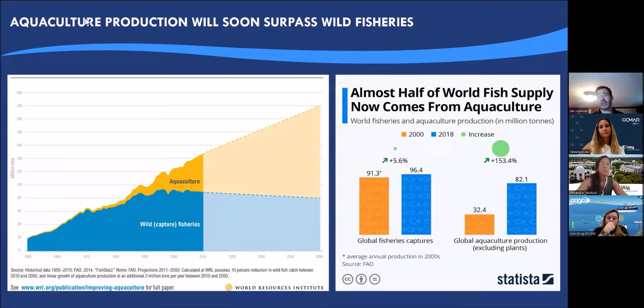Nowadays, almost half of the world's fish is produced in aquaculture. The increase in global fisheries is very low, 5.6% between 2000 and 2018, in opposition to aquaculture, which increased 153%.